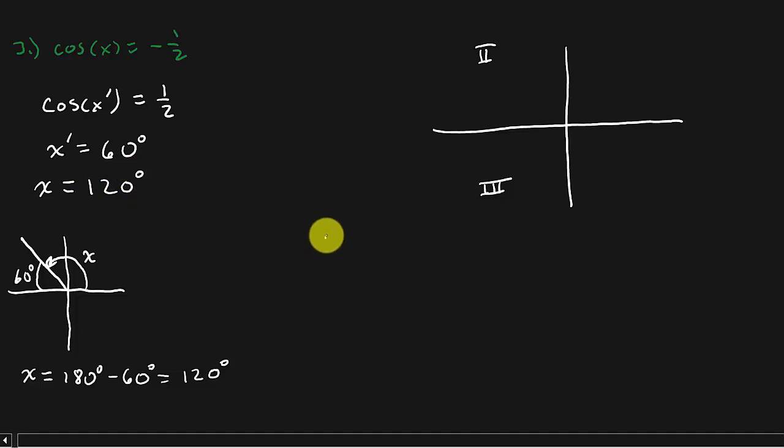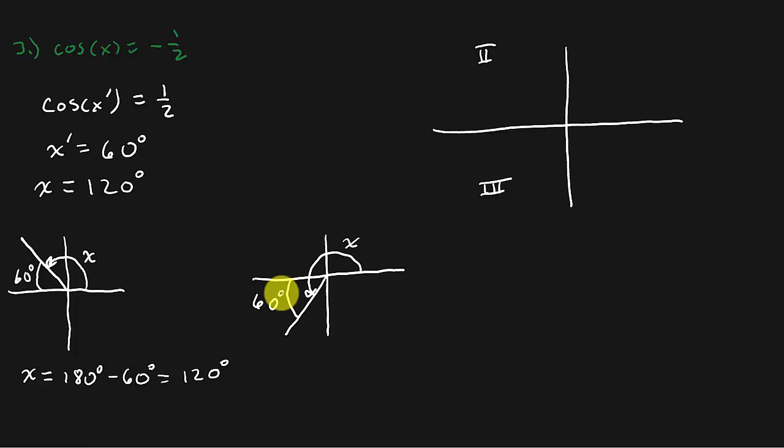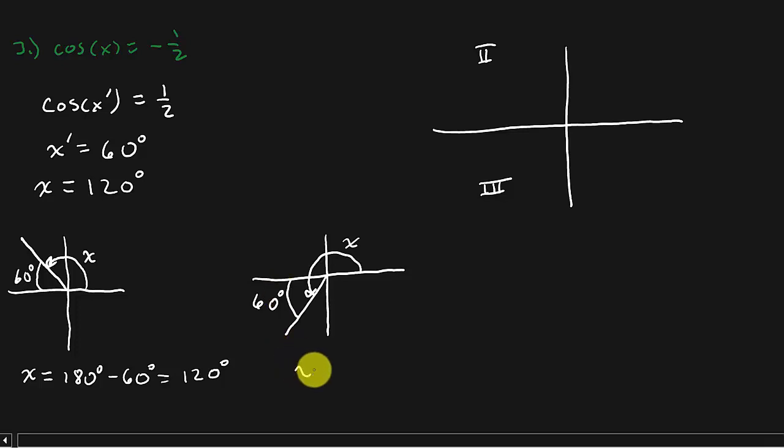Now let's find our solution in the third quadrant. There's x. Here's our reference angle. Remember, your reference angle is always measured off the x-axis. You should have learned this back at the beginning of trig. And so x is equal to, well, that's going to be all the way to 180, and then 180 plus the reference angle, plus 60. So that is 240 degrees.